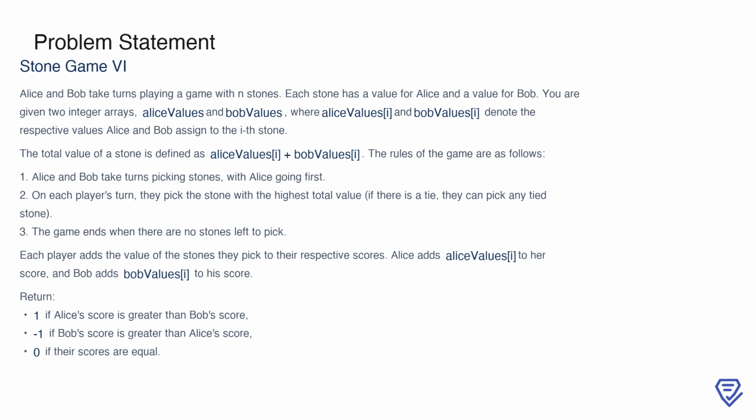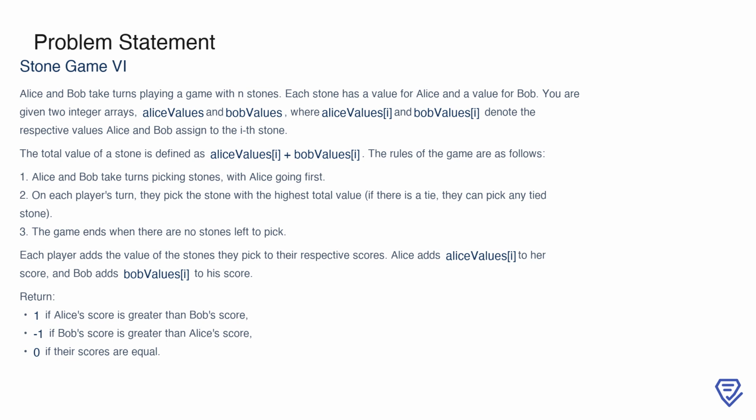On each turn, the player selects the stone with the highest total value, and in case of a tie, they can choose any stone among the tied ones. Each player then adds their respective assigned value for the picked stone to their score. The game continues until no stones are left, and the winner is determined based on the scores.